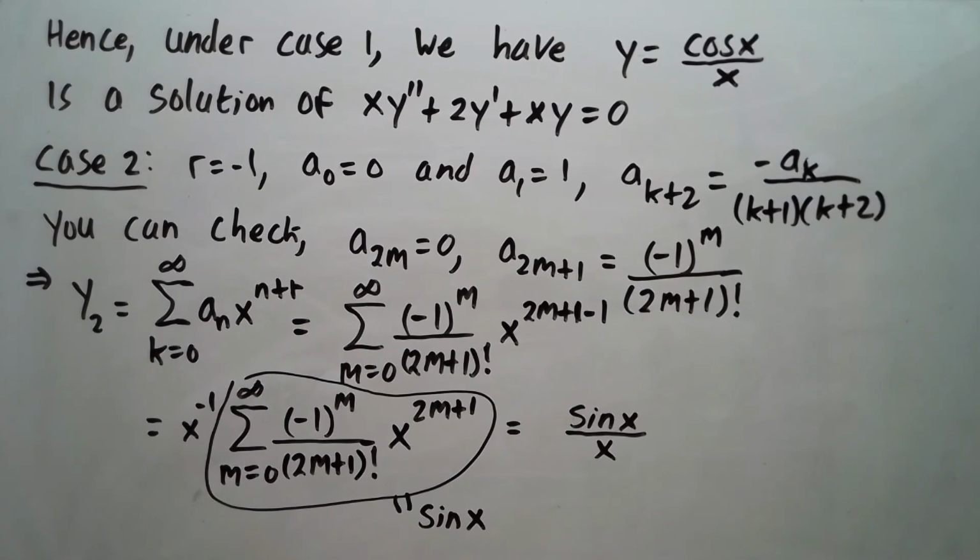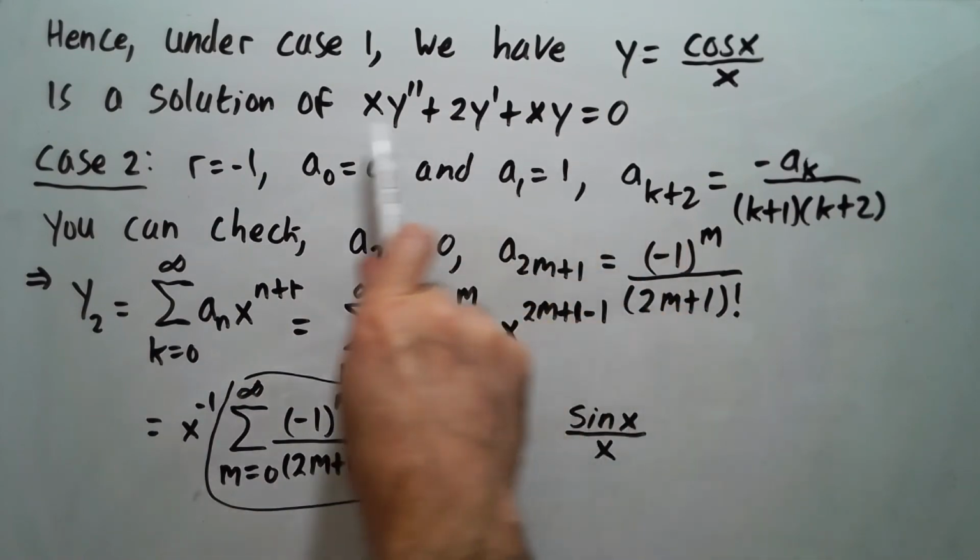Following the procedure similar to case 1, plugging into the series here when R is minus 1, it ends up being this. You can pull out the x to the minus 1 like we did in case 1, and then you can notice that this is actually the power series for sine of x. So the answer here is sine of x over x. This should also be a solution to this differential equation up here.